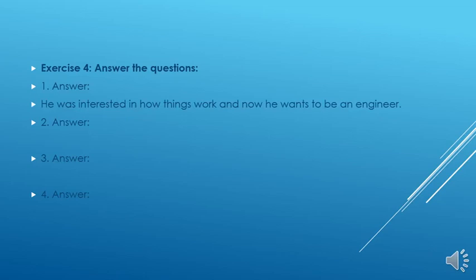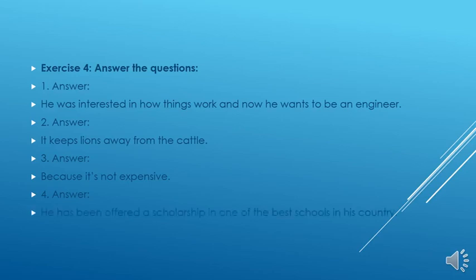Number 2 would be, why is Richard's invention good for man and nature? It's a logical thing actually, since it keeps lions away from the cattle. The third question is, why is Richard's invention such a good idea? It's a good idea because it's not expensive, which is a really good reason. The last one is, how has Richard's invention changed his life? Don't you think that his life was changed at the end? Of course it was. So the answer would be he has been offered a scholarship in one of the best schools in his country, which is Kenya.